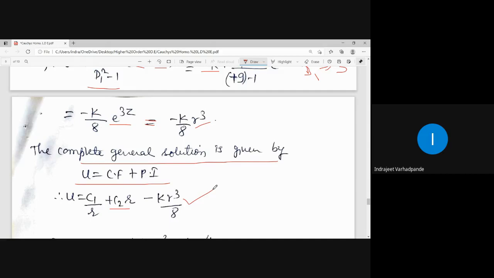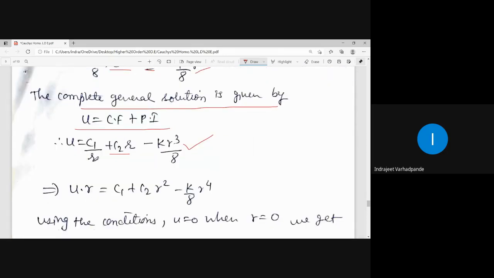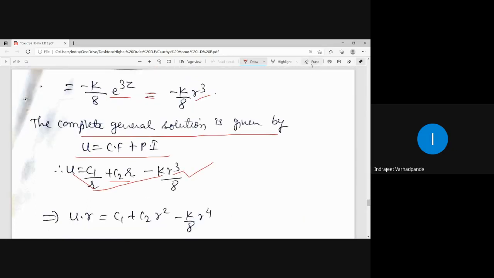Now what are the conditions given? U is equal to 0 when r is equal to 0, and u is equal to 0 when r is equal to a. That will help us to find the values of C1 and C2. So use the first condition. I multiply both sides by r, taking the LCM. U into r is equal to C1 plus C2 r square minus k by 8 r to the power 4.